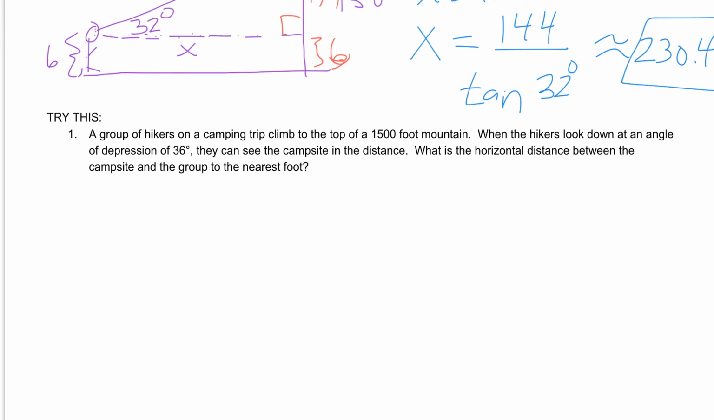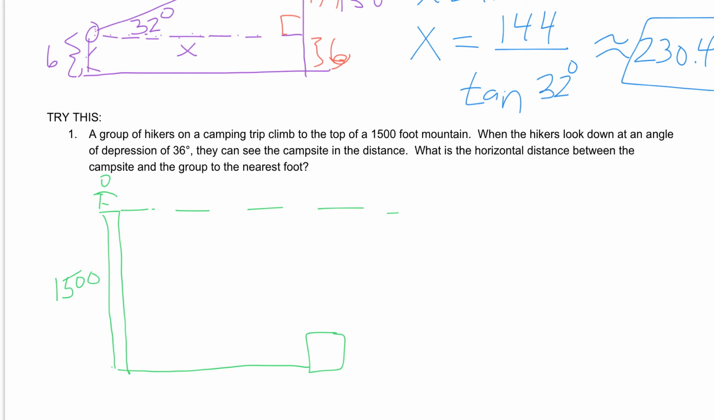If you did the try this correctly, let me just show you the picture really quick so you have it. Here's the ground. Here's your campsite. We have somebody up on top of the mountain. So this right here is 1,500 feet. And we have our angle of depression. So remember, let's say this is our mountain. Here's our guy on our mountain. Here is that horizontal line.